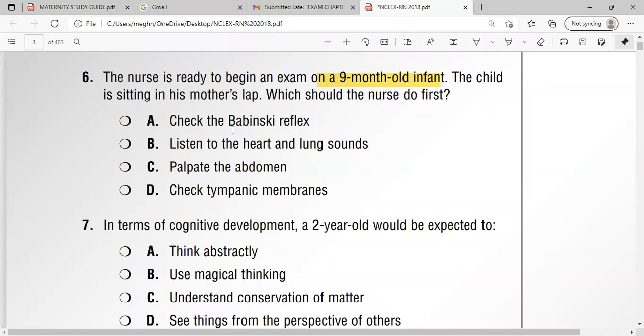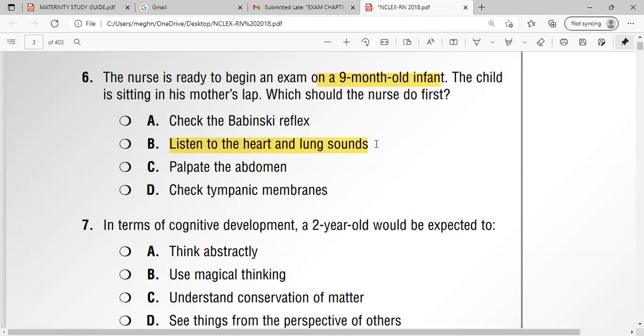Number A, check the Babinski reflex. Number B, listen to the heart and lung sounds. Number C, palpate the abdomen. Number D, check the tympanic membrane. So the correct answer is listen to the heart and lung sounds, right? At the beginning I do this because if the baby is irritated or disturbed, you will not hear any added sounds in the heart or lungs. Any wheezing or murmur we will not hear if the baby is disturbed.